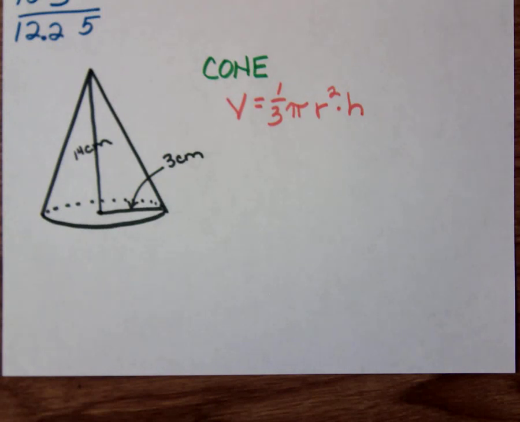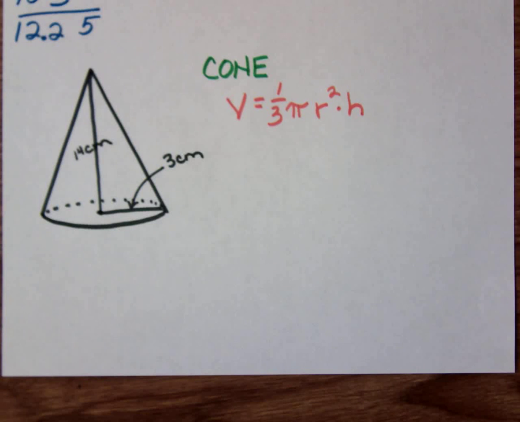I believe the reason why it's a third is because it's kind of like a triangle, right? I think that's a reasonable assumption. It's 1/3 of a cylinder, because a cylinder was pi r squared h, so a cone would be 1/3 of a cylinder. That seems reasonable, I guess.